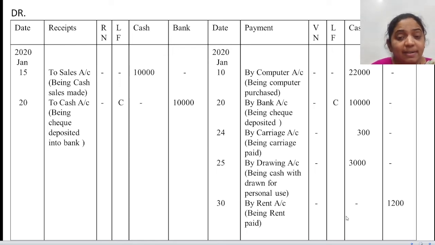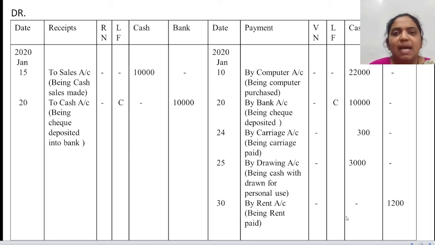Remember the word. If cash is withdrawn from the bank for office use, then it's a contra entry. But when the cash is withdrawn for personal use, it's a very common entry. Drawings account debit to cash account. That means on the credit side, you will write date 25 by drawings account, amount in the cash column 3,000. Being cash withdrawn for personal use.